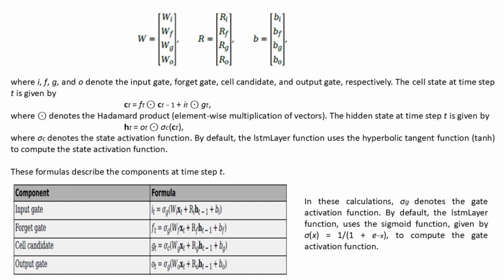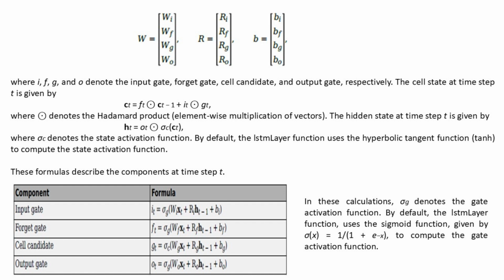The cell state at time step t is given by Ct equals Ft Hadamard product Ct-1 plus It Hadamard product Gt, where the circular dot denotes the Hadamard product, element-wise multiplication of vectors. The hidden state at time step t is given by Ht equals Ot Hadamard product sigma c of Ct, where sigma c denotes the state activation function. By default, the LSTM layer function uses the hyperbolic tangent function, tanh, to compute the state activation function. These formulas describe the components at time step t.